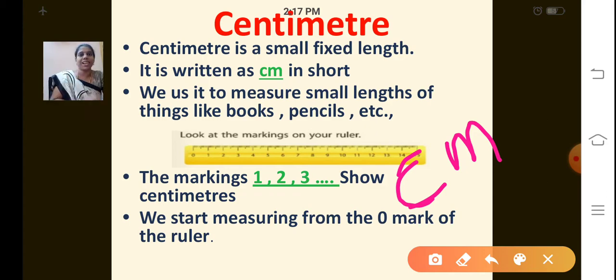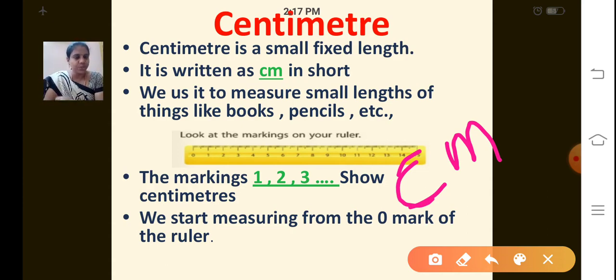For small length we can use centimeter. We use it to measure small length of things like books. See, a book is very small, isn't it? And a pencil is also very small. So it is used to measure small length of things. If the things are very small, we can use centimeters. See, have you seen a ruler? Just see, this is a ruler. Do you have a ruler with you?